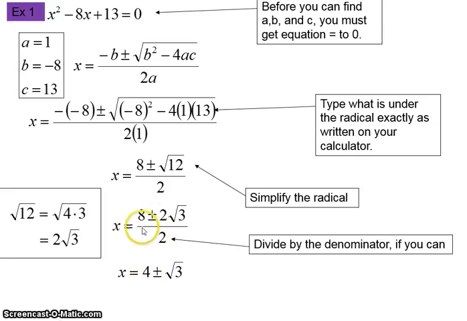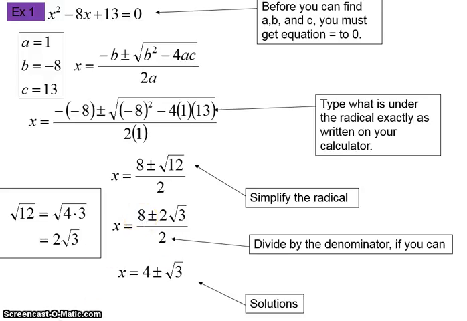A common mistake that students make is they will divide the 8 by 2 and not the 2 by 2, but you have to do both or it's incorrectly simplified. So you have to divide both by that number. You can't divide 8 by 2 and not divide this by 2, because it's saying everything up here is divided by 2, not just one term.